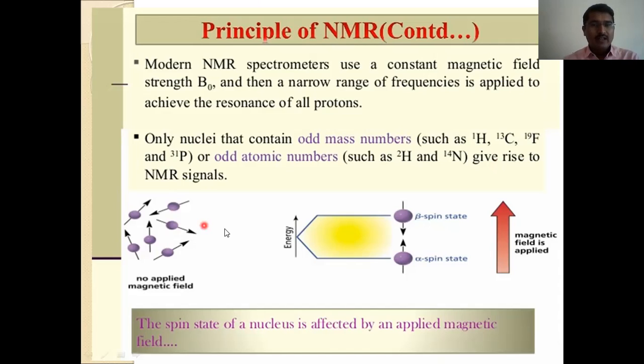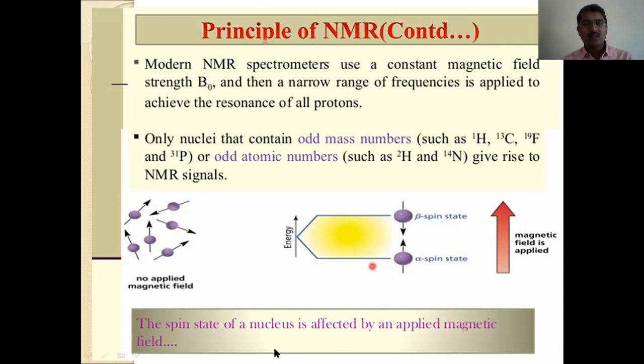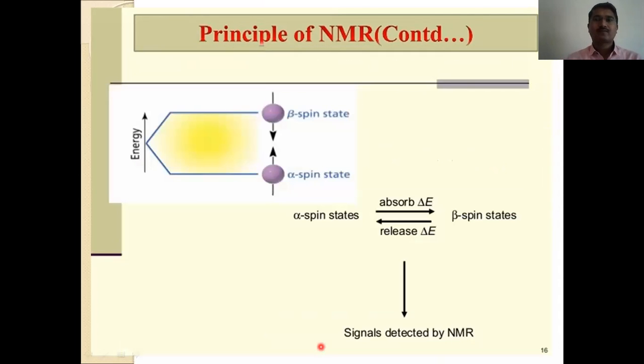Here there is no applied magnetic field, here is energy, the alpha spin state and the beta spin state. When a magnetic field is applied, some spins are in the upward direction and some in the backward direction. The spin state of a nucleus is affected by an applied magnetic field. We can see here the alpha spin state converted into the beta spin state. Again, this is a reversible process occurring, and we get signals detected by the NMR.